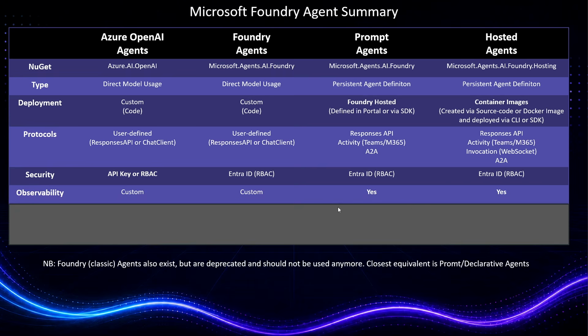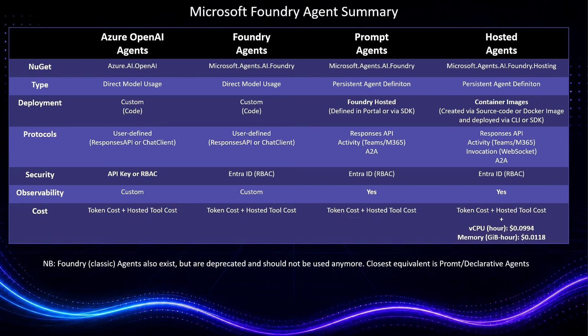Observability, meaning traces, telemetry, all kinds of things. That is what you get for free inside the prompt agents and the hosted agents, because it's a wrap around the agent itself. While if you go for the Foundry agent or the Azure OpenAI agent, you need to build something custom. Agent Framework helps a lot with this, of course, but you still need to do it yourself. You need to put in the OpenTelemetry ID, put in Application Insights or whatever you wish to do.